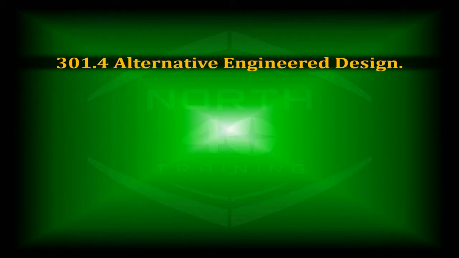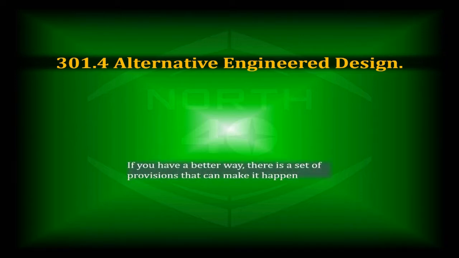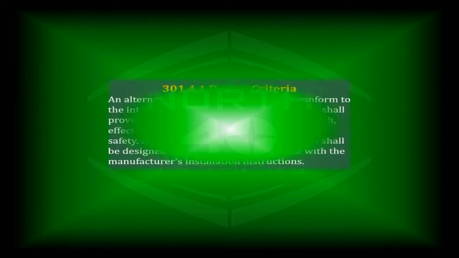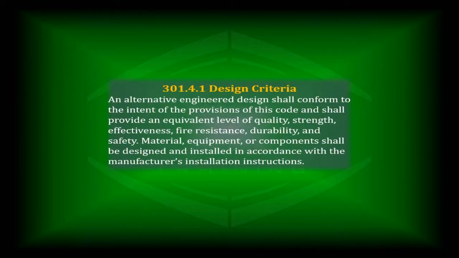3014, Alternative Engineered Design. One of my favorite sections of any code, if there was such a thing. If you've got a better way, there's a set of provisions that can make it happen. 3014.1, Design Criteria. An alternative engineered design shall, again, that's a command, conform to the intent of the provisions of this code and shall provide an equivalent level of quality, strength, effectiveness, fire resistance, durability, and safety.